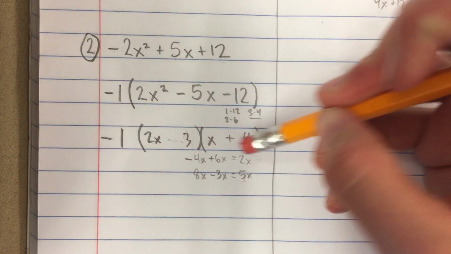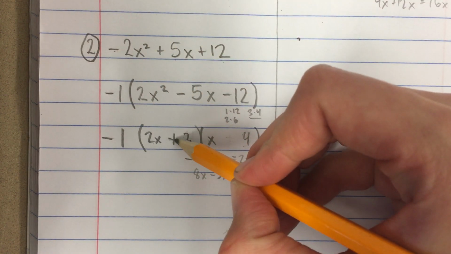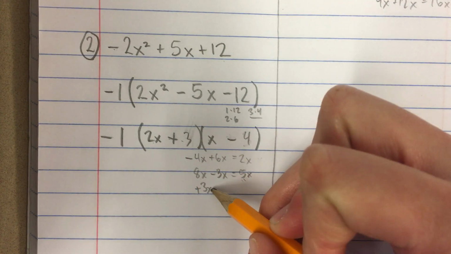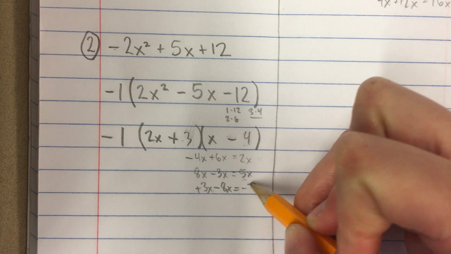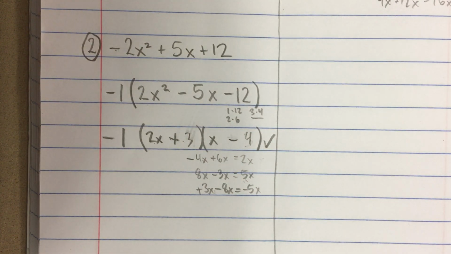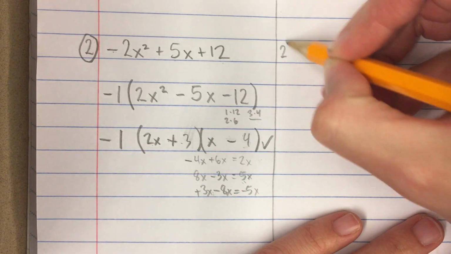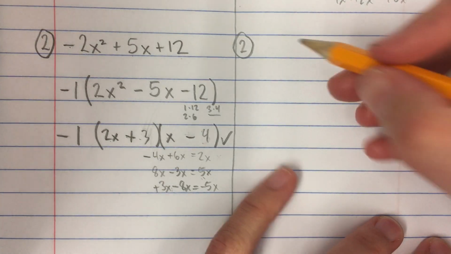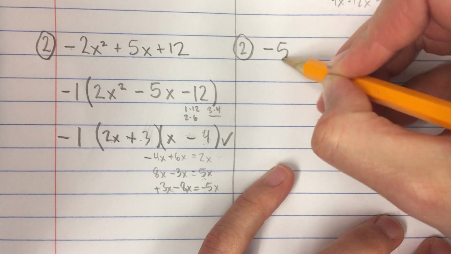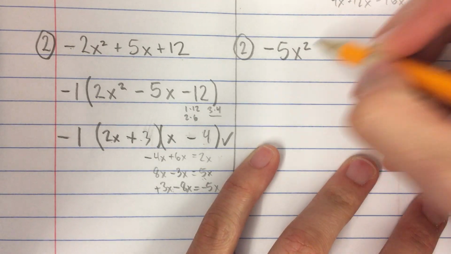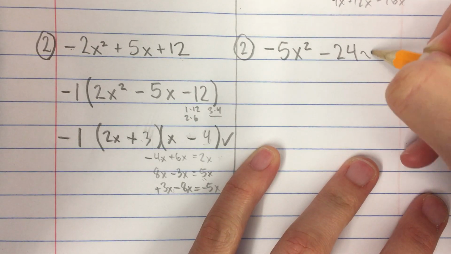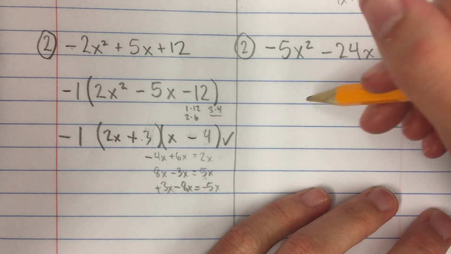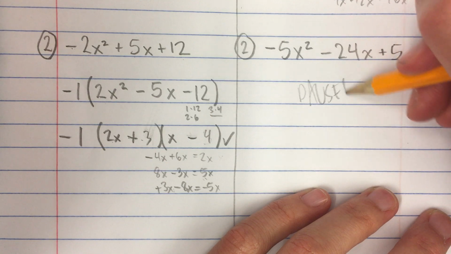So the solution there is I need to switch these signs because now I'll have positive 3x and negative 8x, and that will be negative 5x. And I'm done. Okay, your turn to try. Here's your second practice problem. Okay, pause and try.